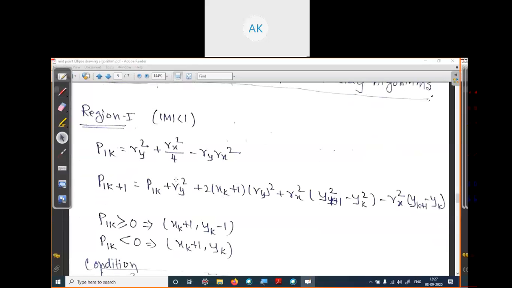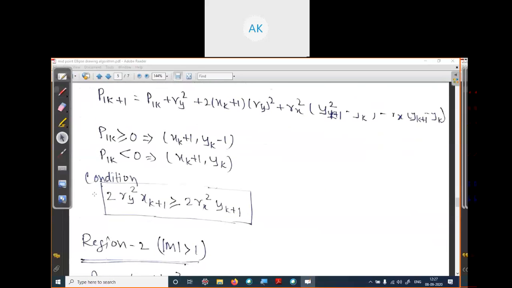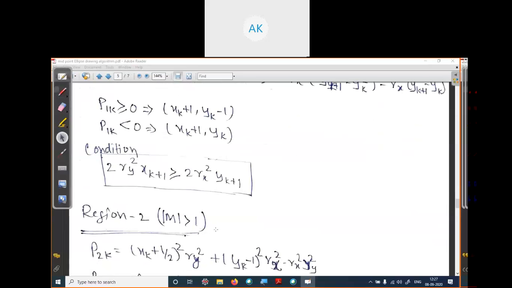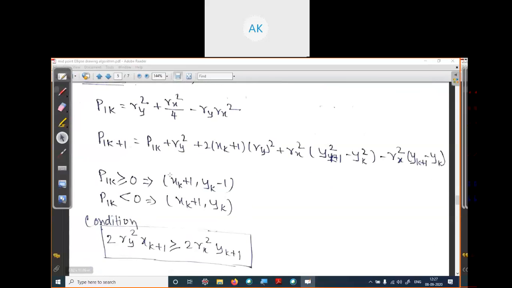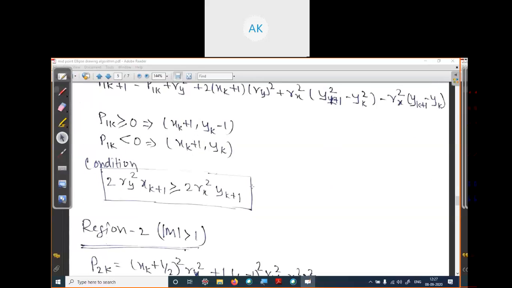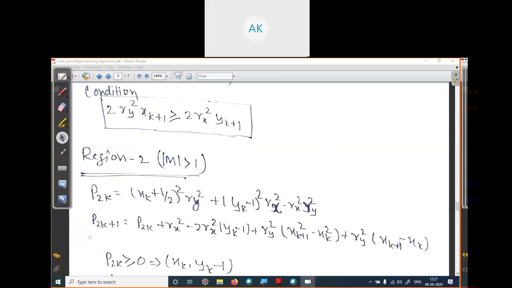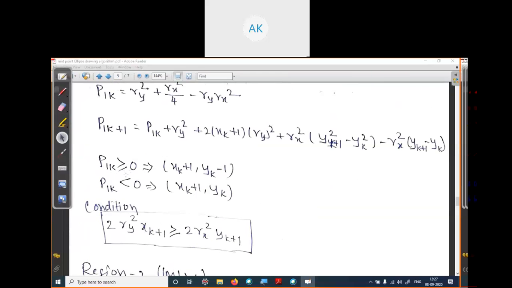We have all the equations. In region 1 the magnitude of the slope is less than 1, and in region 2 the magnitude of the tangent is greater than 1. We have derived the initial decision parameter and next decision parameter equations in region 1, and the initial decision parameter and next decision parameter in region 2, and we have a condition.